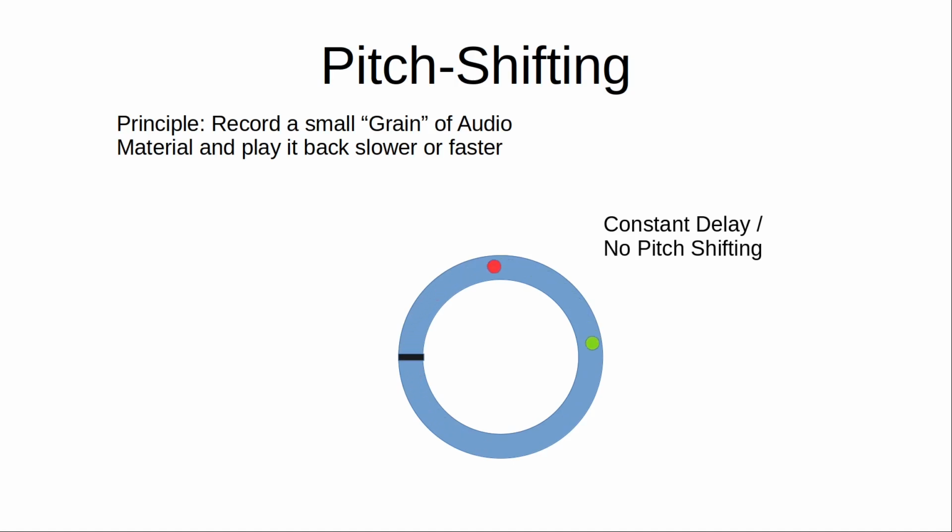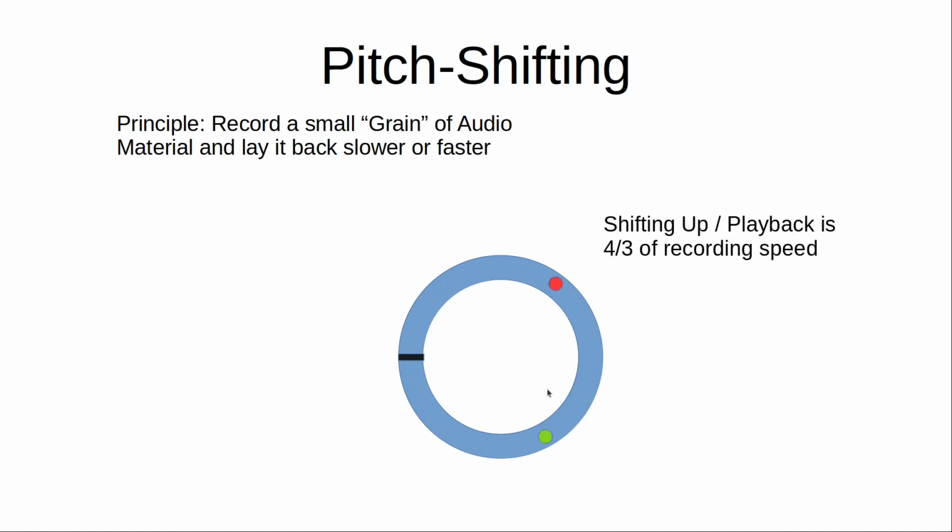If it doesn't move relative to the write pointer, we end up with a constant delay as indicated here. The red dot visualizes the record pointer, and the green dot visualizes the playback pointer. When the read pointer increases faster than the write pointer, we have a shift up effect.